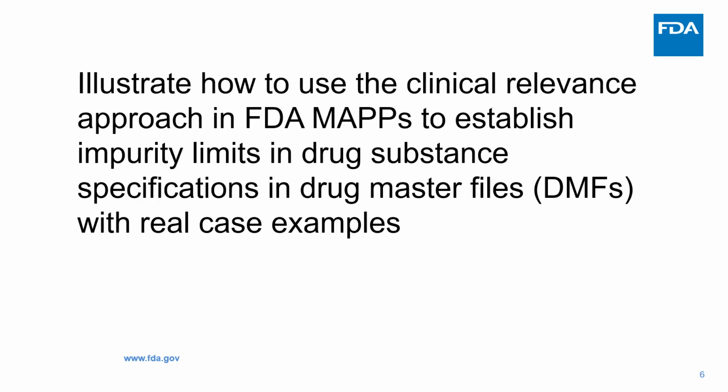Establishing impurity limits in drug substances represents one of the common challenges for both the pharmaceutical industry and the regulators, especially when ICH guidelines don't apply. Here, I will be using 6 real case examples to illustrate how to use the clinical relevance approach from the two FDA MAPPs I just mentioned to establish impurity limits in drug substance specification in drug master files.